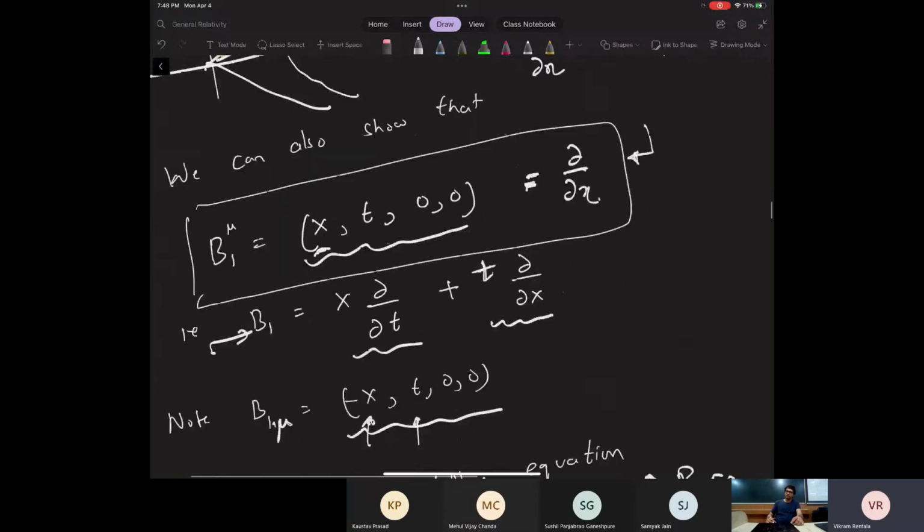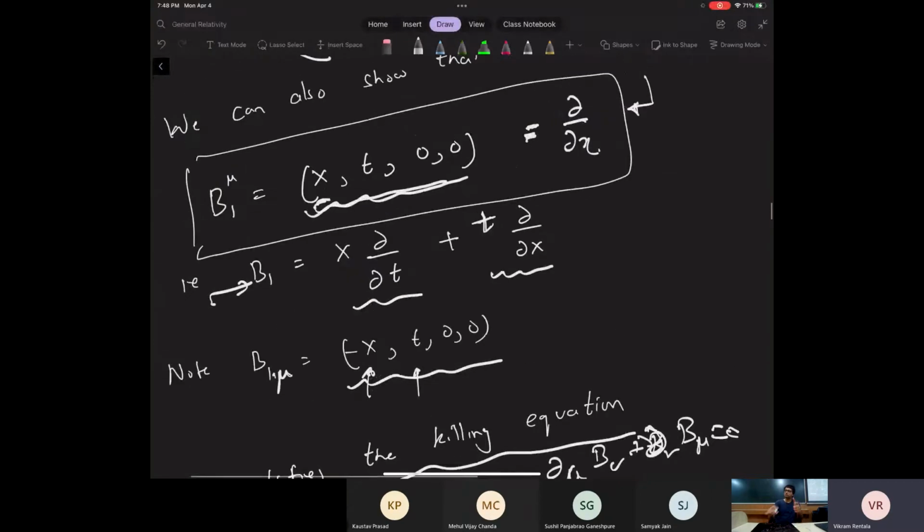We get 3 boosts. Similarly to this, you can write down a boost along the x direction, boost along the y direction, boost along the z direction. So can you guess, for example, what are the components of the boost Killing vector along the y direction? What would they be? By analogy with this, which generates a boost along the x direction. Y 0 0 t. Good. This would give you a boost along the y direction, and similarly a boost along the z direction would be z 0 0 t.